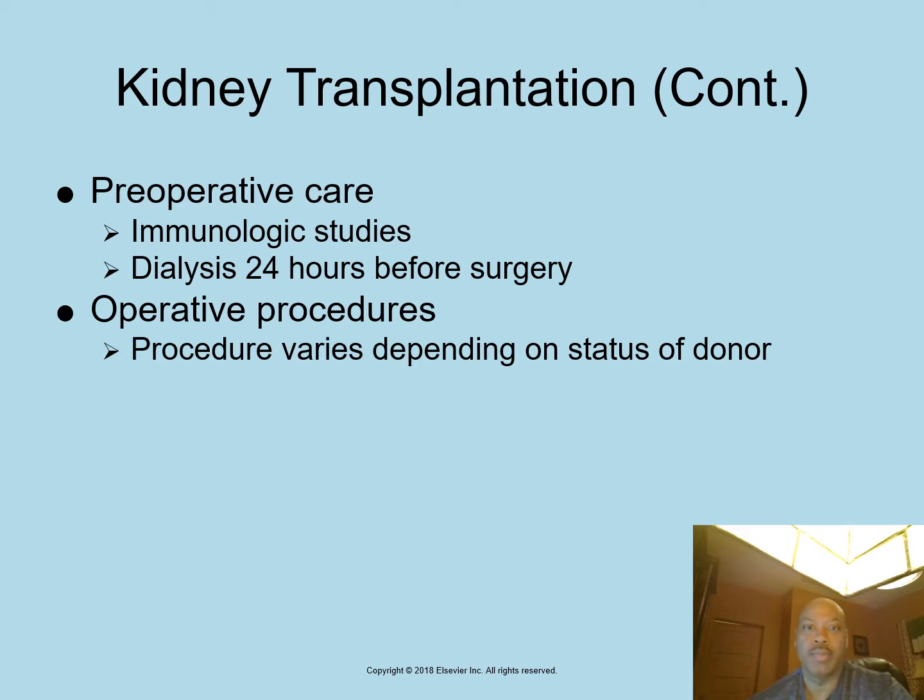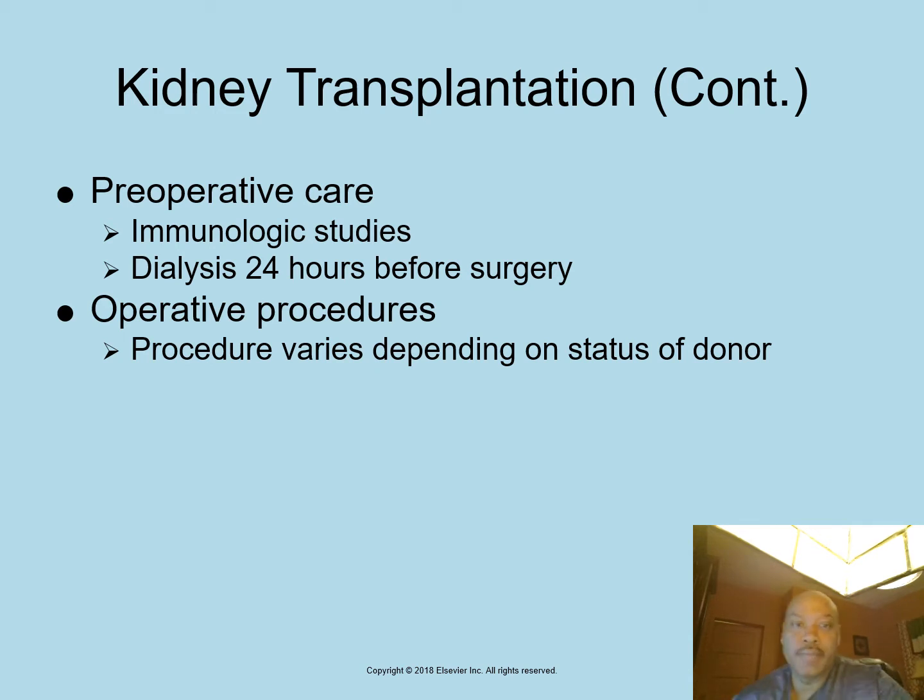So tissue typing with human leukocyte antigen or HLA studies and body typing is done on all candidates. The human leukocyte antigen is the main immunologic feature that is used to match transplant recipients with compatible donors. The more similar the antigens of the donor are to the recipient, the more likely the transplant will be successful and rejection can be avoided. Dialysis is performed 24 hours before surgery, and also patients might receive blood transfusions in that pre-op period as well.